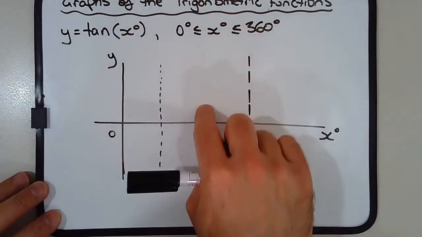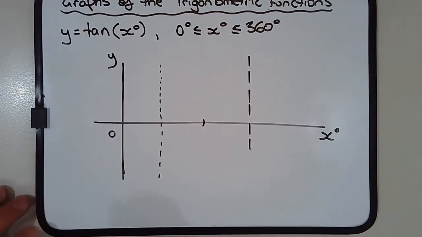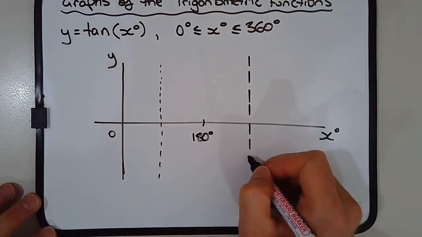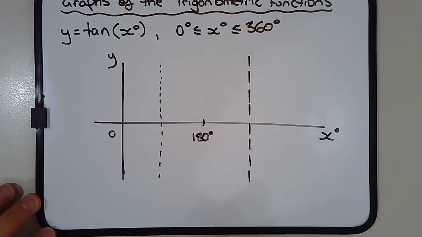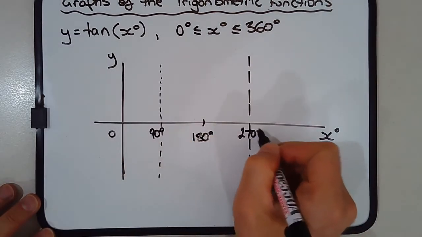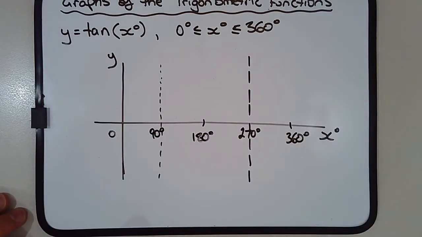In fact, we don't need that center one. I only put that there so that I know where 180 degrees is. We try to space it out somewhat equally. So there's 180 degrees, this is 90 degrees there, this is 270 degrees there, and this will be 360 degrees there.